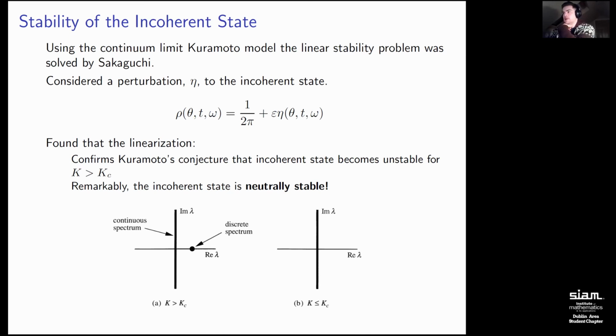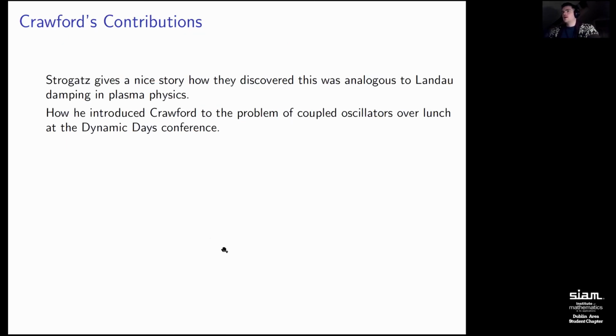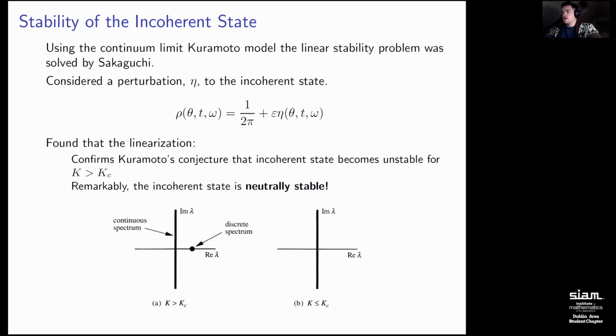So essentially the system has purely imaginary eigenvalues when k is less than the transition value, for the incoherent state. And then he was able to show that as you increase k past the transition, a real eigenvalue is born, the real part of the eigenvalue, and then moves into the right half plane. And that's pretty much it in terms of the stability.